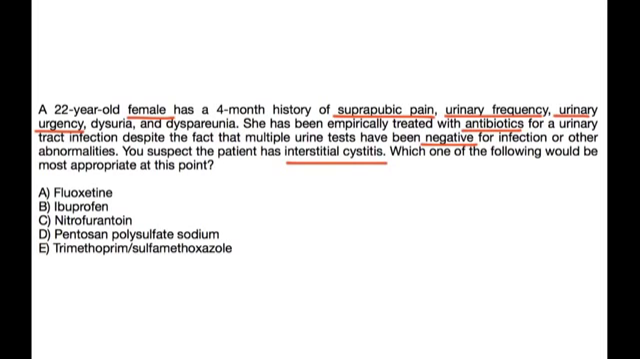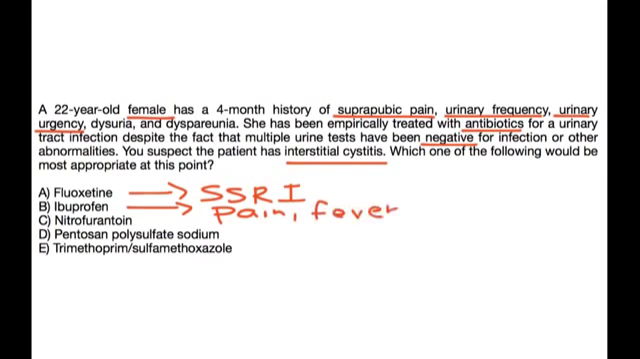Well, let's go through these answer choices. Fluoxetine is an SSRI. It's an antidepressant, so probably not the best choice. Ibuprofen is an anti-inflammatory drug that's used for mild pain and fever, and not really that helpful for interstitial cystitis. Nitrofurantoin is an antibiotic, and she doesn't need an antibiotic because she doesn't have a urinary tract infection.